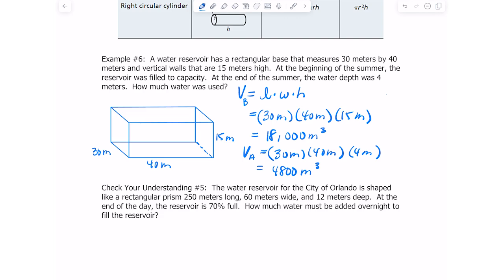So how much water was used? All I need to do is take the 18,000 cubic meters and subtract the 4,800 cubic meters. And that's going to leave me with the amount of water in the reservoir that was used. So if I subtract that, I get 13,200 meters cubed. Okay, and that's what's left over.